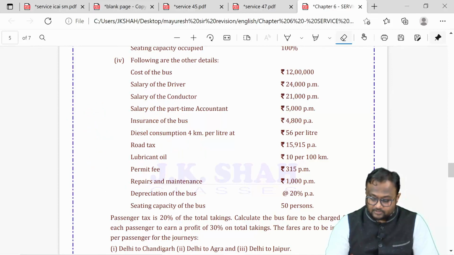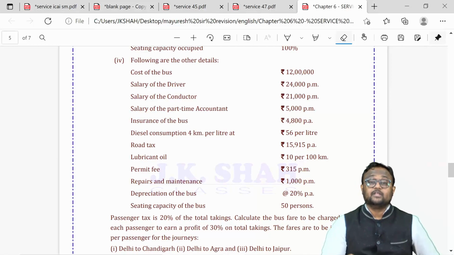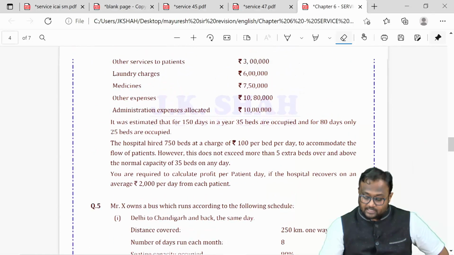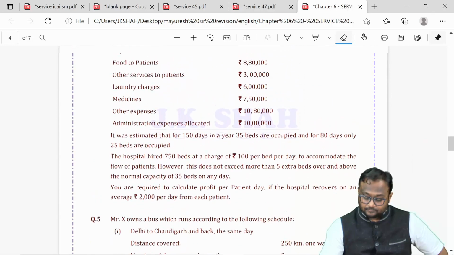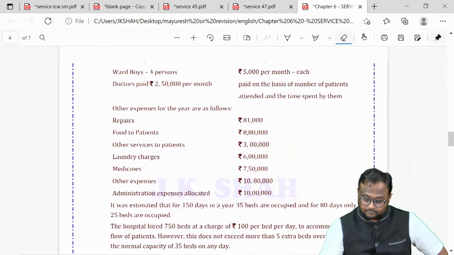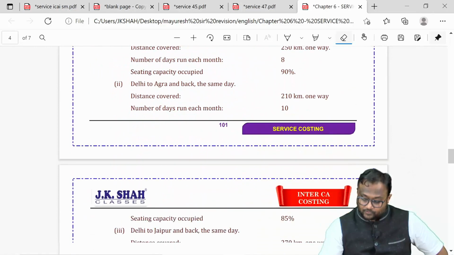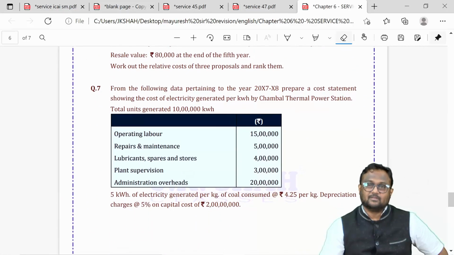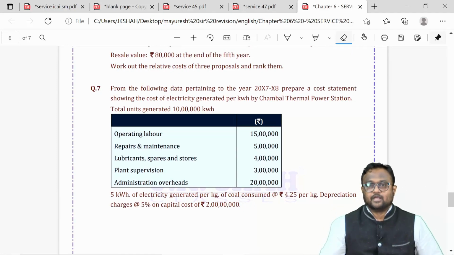Have you understood this? Simply go in the reverse direction and finish it off. So that was question number 5 for you. 6 and 7, they are not even worth discussing, guys. I'll be going for study material now.